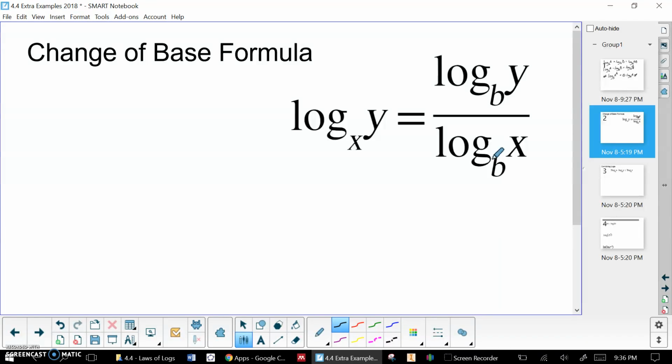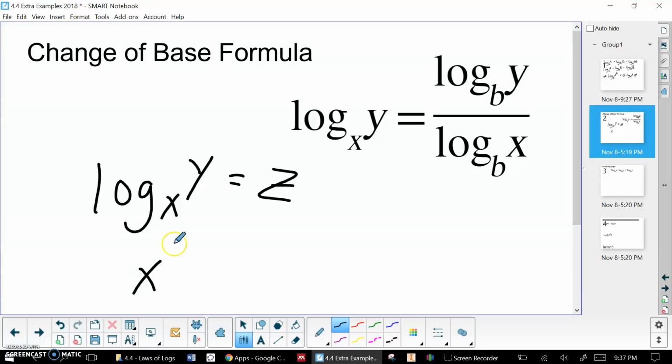And so, just to go ahead and show you why this works, and also a little bit of why we don't usually need it, let's just start with this left-hand side. If we have log base x of y, we'll just say that equals z. Now to start working on this, what we're going to do is just rewrite this into our exponential form. So x is our base, to the z equals y.